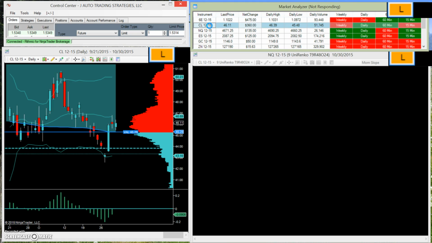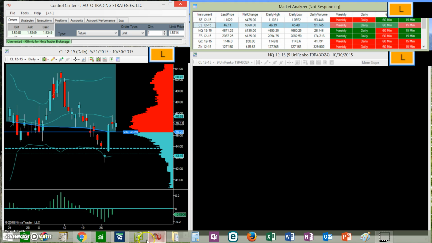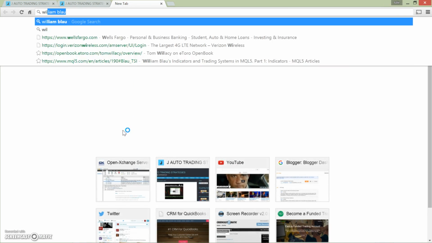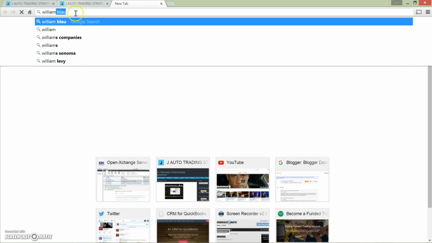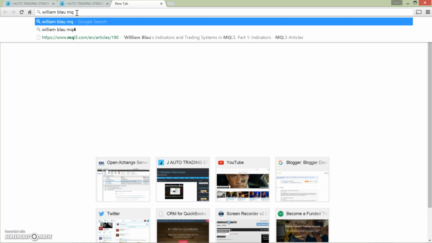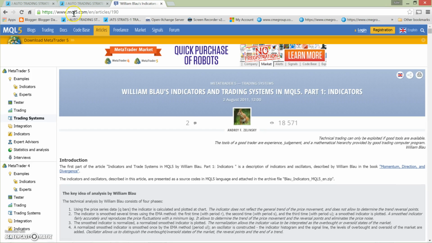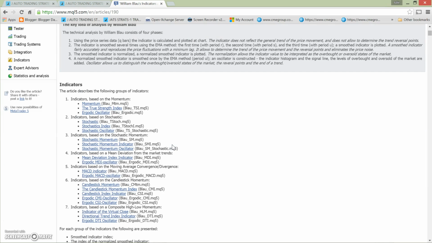But it's all about momentum for me, momentum and slope. And I really recommend that you look at William Blau's work on that. And I will show you the best place on the internet, right here, mql5.com, and you can look at his indicators and trading systems described without having to buy the book.